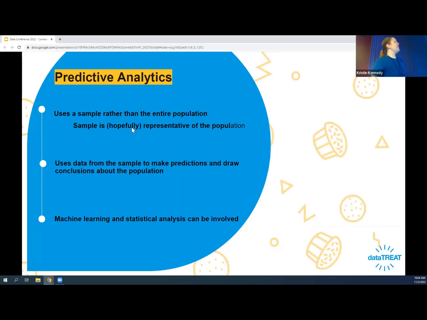Now, predictive analytics. Once again, it uses the sample rather than the entire population. Hopefully your sample is representative. It uses that sample to make predictions and draw conclusions. Sometimes machine learning and statistical analysis can be involved. We'll talk much more in depth about machine learning later, but you might hear things like confidence intervals or standard deviation. Just know that they all kind of go hand in hand, and we'll get into more depth later.